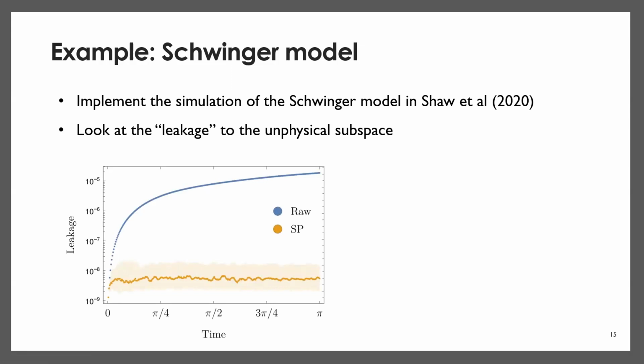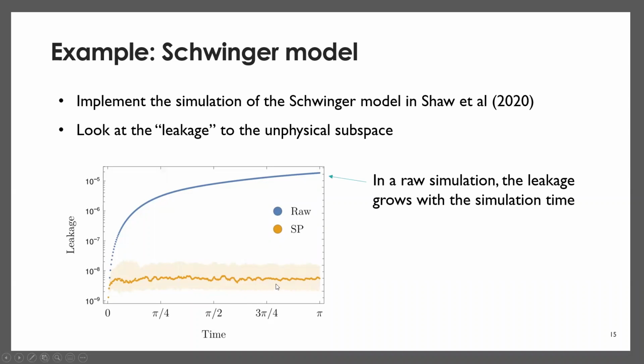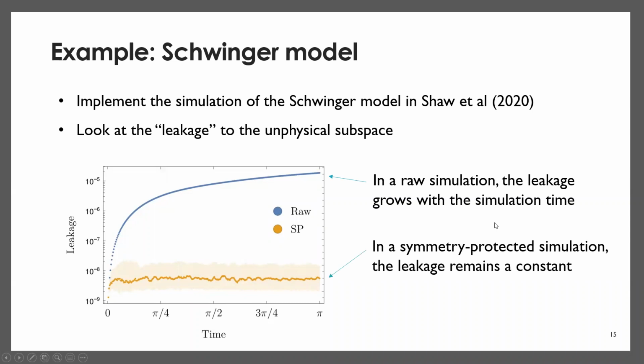We're going to look at the leakage to the unphysical subspace during this simulation. The leakage here is basically the fraction of the state of the system that leaks to the unphysical subspace. You can see that in a raw simulation, the leakage grows with time because the errors add up over time over many shorter steps. But in a symmetry protected simulation, the leakage remains constant.